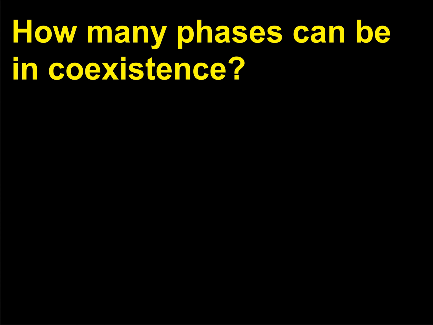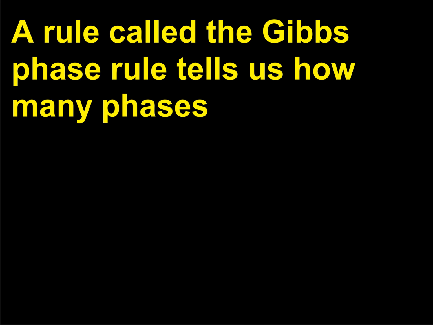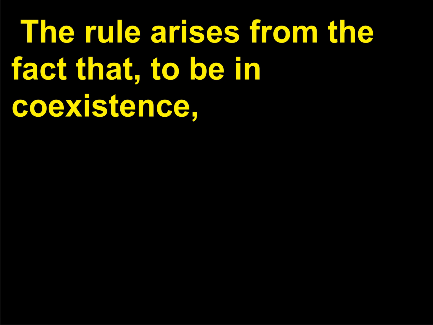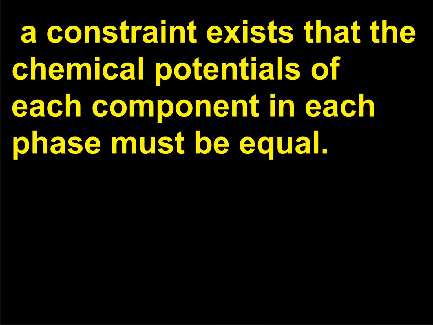How many phases can be in coexistence? A rule called the Gibbs phase rule tells us how many phases can be in coexistence for a given substance or mixture. The rule arises from the fact that, to be in coexistence, a constraint exists that the chemical potentials of each component in each phase must be equal.